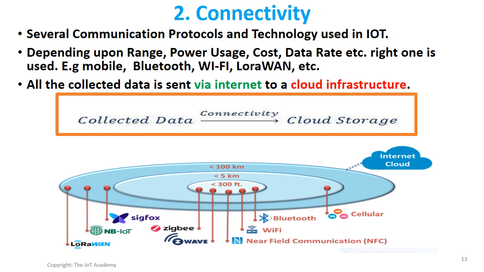These are some different technologies. When we talk about less than 300 feet, we can use Zigbee, Z-Wave, NFC, Wi-Fi, and Bluetooth. When we are talking about less than 5 kilometers, we can use cellular. And when we talk about long distance communication, we can use Sigfox, NB-IoT and LoRaWAN.